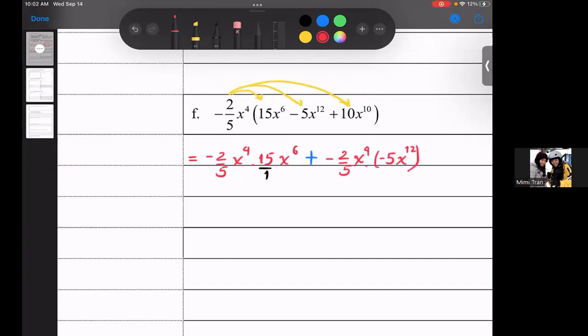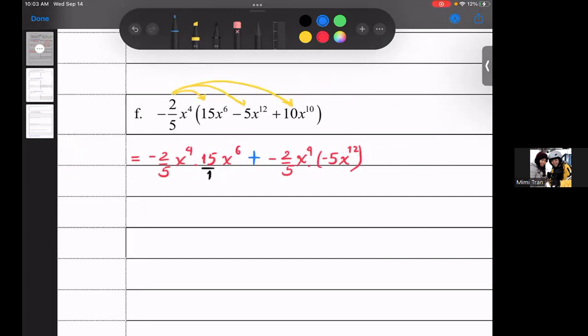So far so good. Just do one term at a time. Plus minus 2/5 x to the 4 times 10 x to the 10. Notice that because the number is positive, I don't need parentheses here or here. If it's negative, you don't have to, but the reason I'm doing this is multiplication, it's not subtraction. That's the opposite sign, not minus sign, if that makes sense. And for the integer, I'm gonna put it over 1.